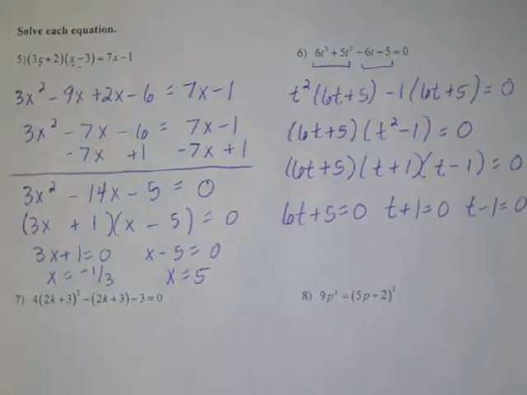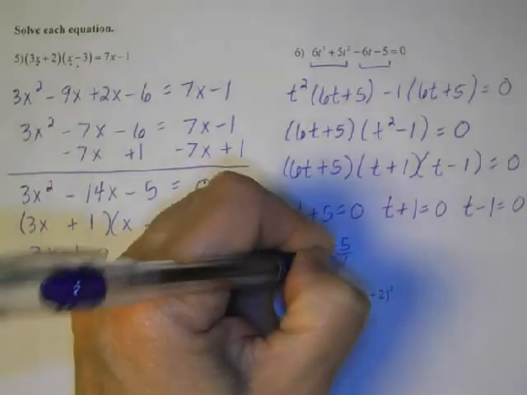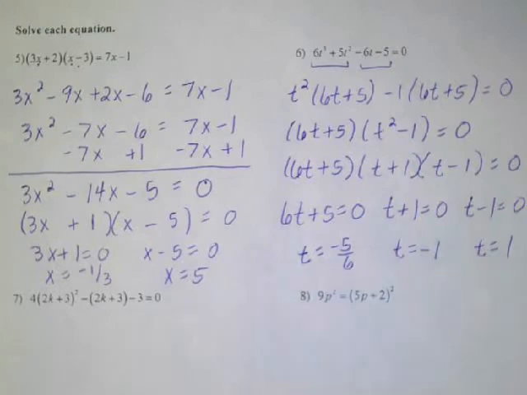So I set each one to 0, and I solve. T equals negative 5/6. T equals negative 1. T equals 1, and I am done.